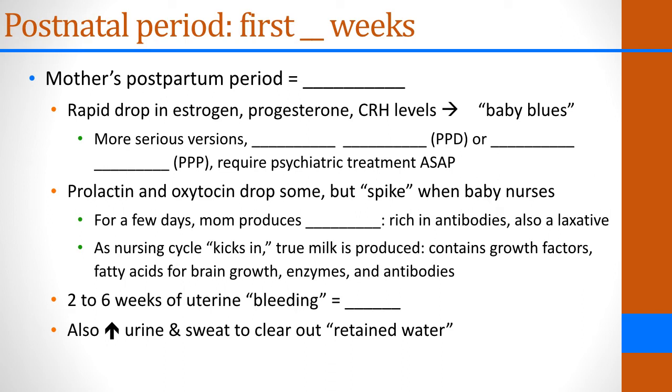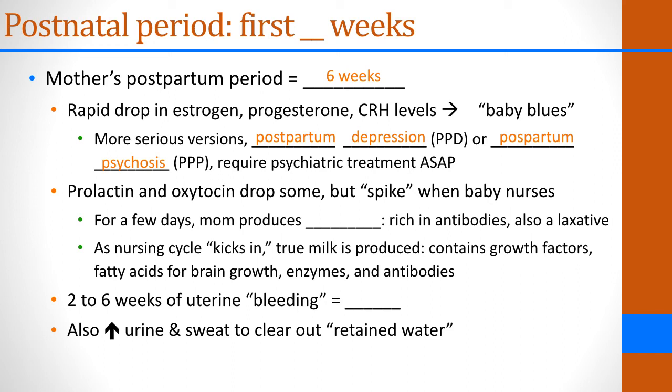So the postnatal period for the mother is going to be during the first 6 weeks. What happens during this time is a rapid drop in estrogen, progesterone, and CRH levels, which can cause what's referred to as the baby blues. More serious versions are called postpartum depression, or PPD, or postpartum psychosis, PPP, and this, of course, can require psychiatric treatment immediately. Prolactin and oxytocin drop.